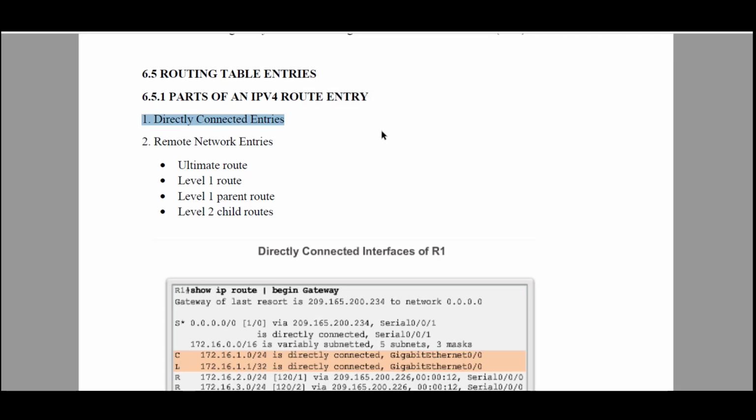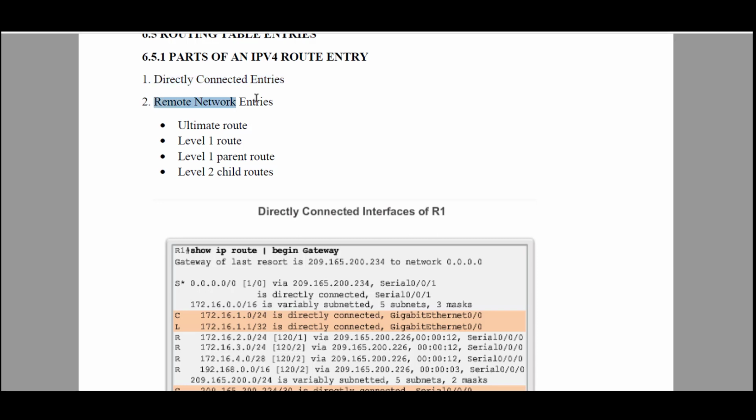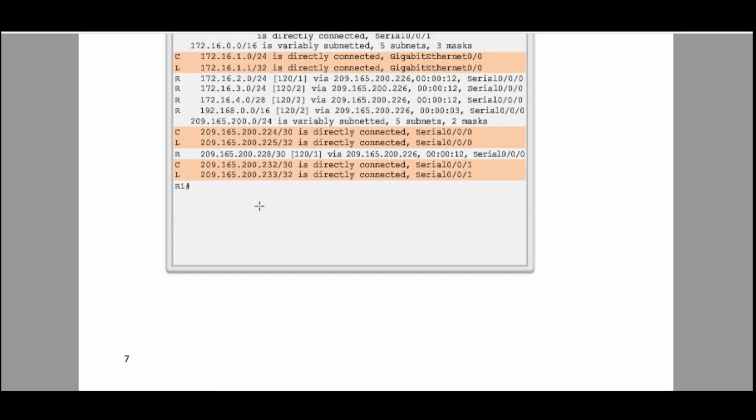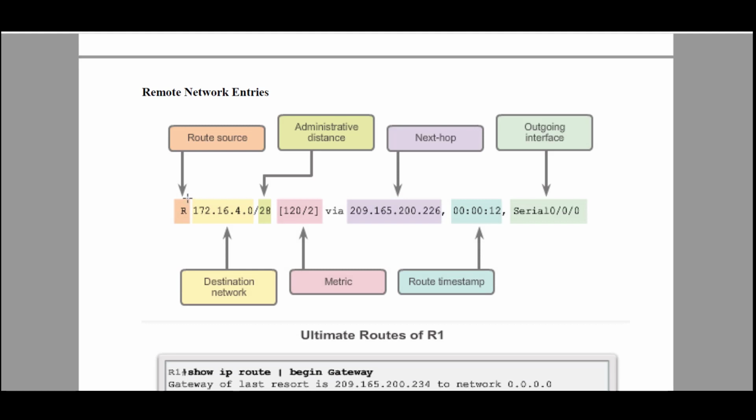So the next one is remote network entries. What does a remote network mean? Other than this local and directly connected, everything is going to be remote. Other than this, 1, 2, 3, 4, 5, 6, everything is going to be your remote network. So now I'm going for the remote entry.